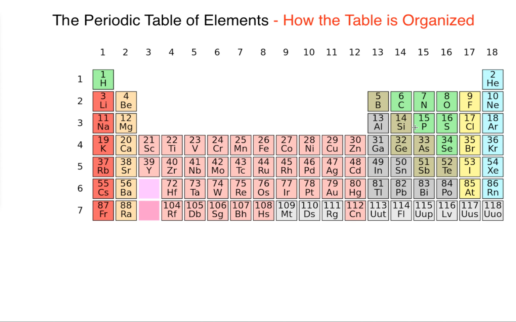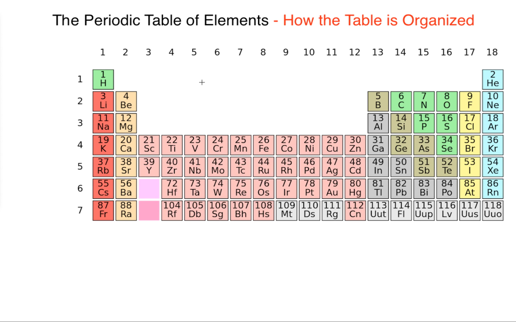Well, at its heart, this table is a list of every known atom in the universe. Every known element in the universe is in this table. Everything that exists is made of stuff, and that stuff is made of atoms, is made of elements, and this table is simply a catalog of all of those elements.